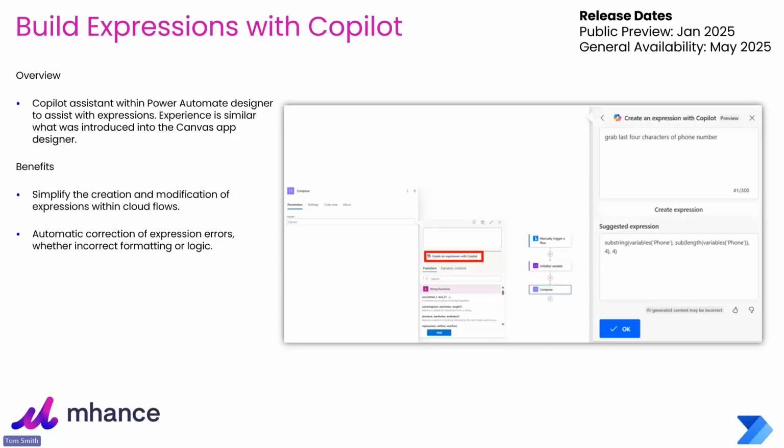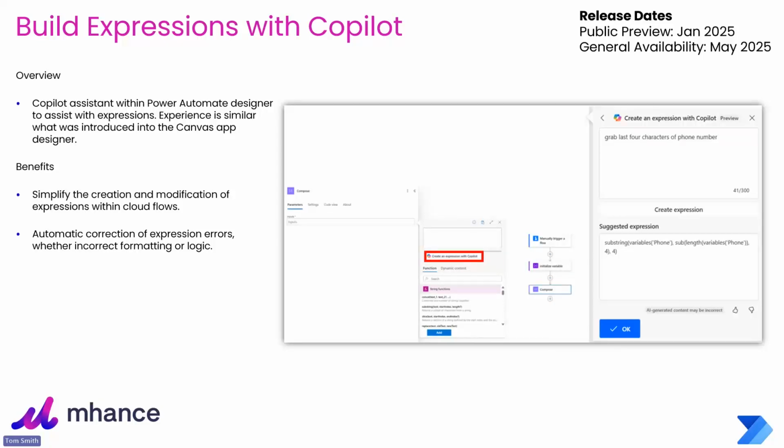Something within the new designer that started again at the start of the year, from January, is building expressions with Copilot. I'm not too sure if it's the clearest on the screen at the moment, but essentially when you're in the new modern designer or even in the classic designer, as we're configuring an expression within the Power Automate flow, we now have the inbuilt create an expression with Copilot.